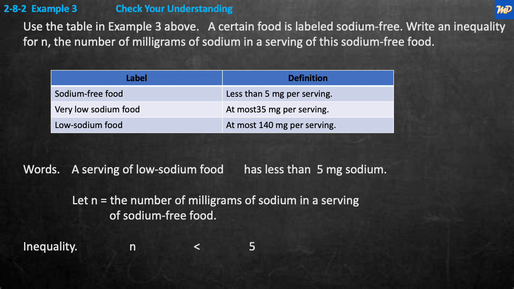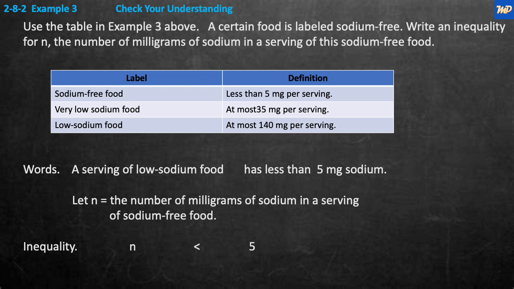Okay, and here's example 3, check your understanding. So now it's your turn. We're going to use the table. It's the same table. So they want us to write a different rule, okay? So use the table in the example. A certain food is labeled as sodium-free. Write an inequality for N, the number of milligrams of sodium in a serving of this sodium-free food.